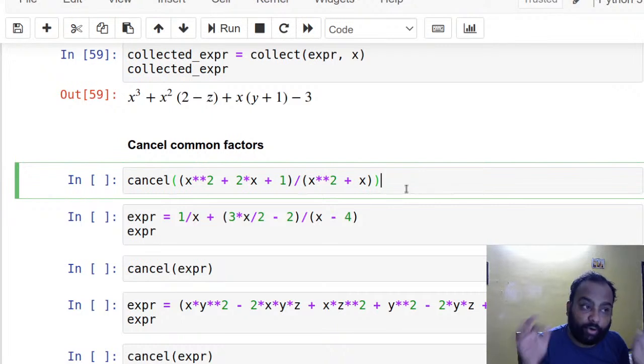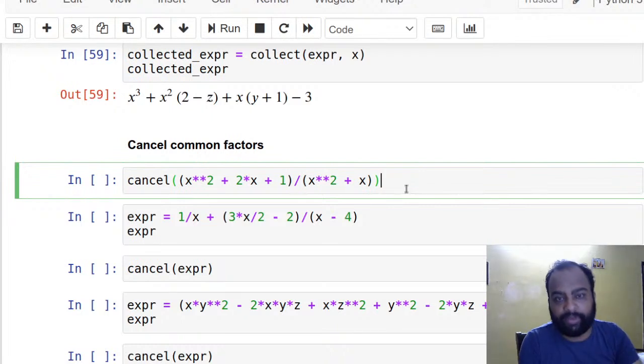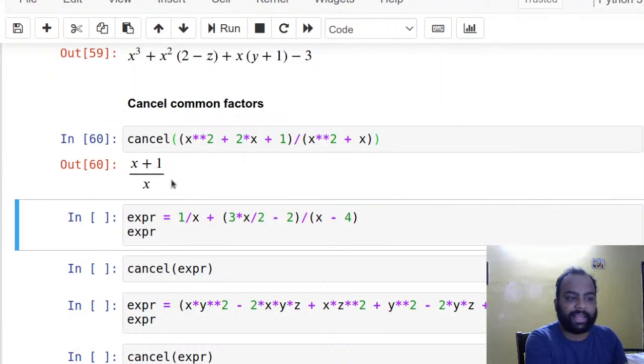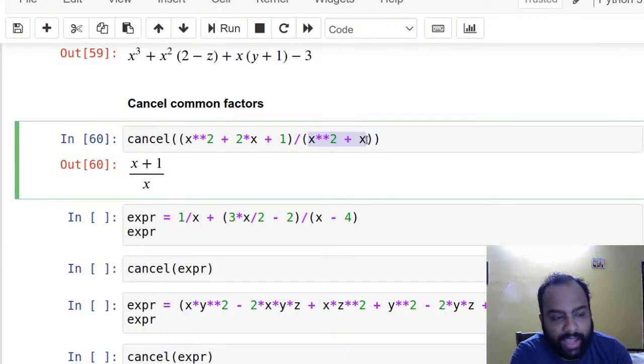So if you already know how you want to simplify it, instead of calling the simplify function, you can call the specialized functions. You are calling the cancel function to cancel the common factors from the numerator and the denominator, and the result will be x plus 1 divided by x, because a common factor of x plus 1 will be cancelled out from the numerator and the denominator.